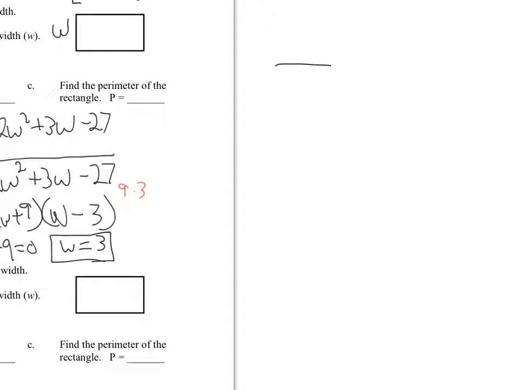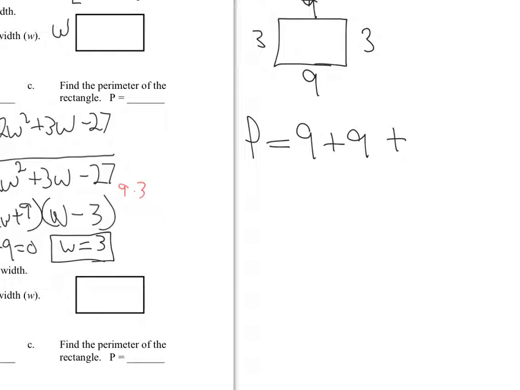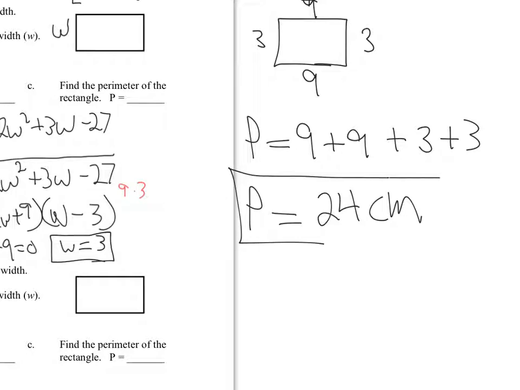So if I've been given my rectangle, I have my length now is 9, 9. My width is 3. So perimeter means you just add up all the sides. So P is going to equal 9 plus 9 plus 3 plus 3. After adding those up, you end up with 24. So P equals 24 centimeters. And there you go. So we took care of number 1.